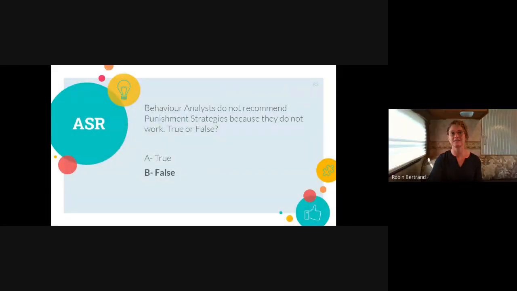False. Punishment can lead to quick and swift behavior reduction if it's used effectively and ethically. Punishment can have negative side effects and can make problem behavior worse if it's used wrong. Therefore, it's rarely used unless other methods have failed, and it should be only used under the supervision of a behavior change expert. Great job, guys.